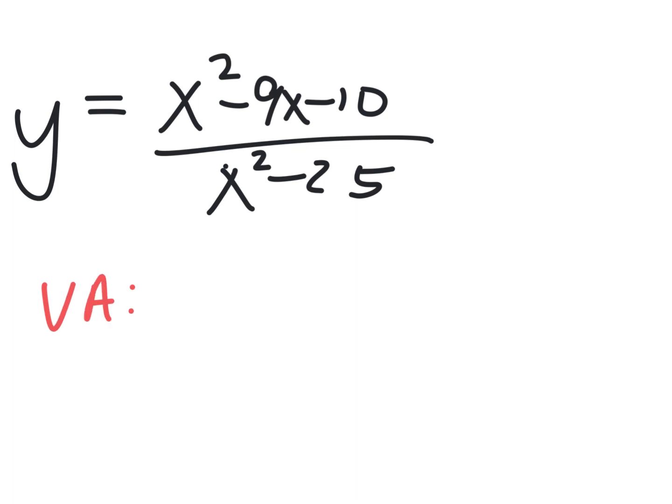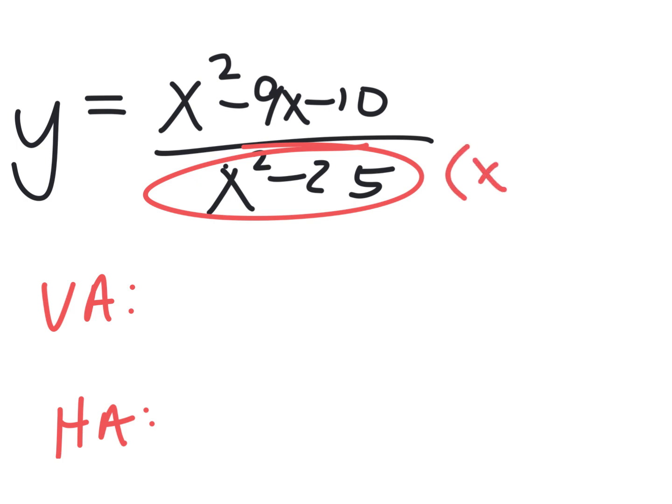Vertical asymptotes, horizontal asymptotes. I'll pause for a sec and give that a shot. All right, so here we go with the verticals. Those come from the bottom, and I hope you knew how to factor it, because if you can factor it, you should. And this is x minus 5 and x plus 5.